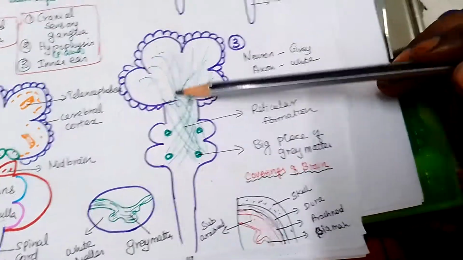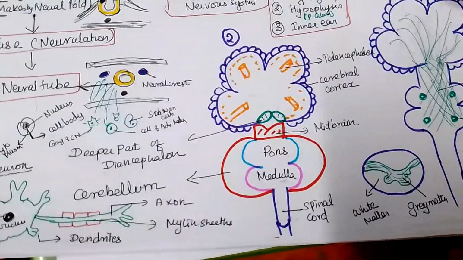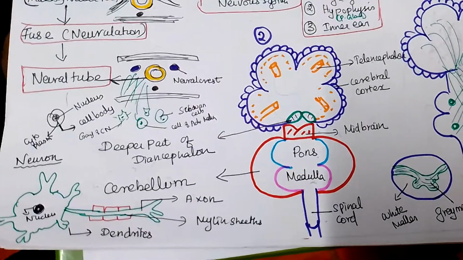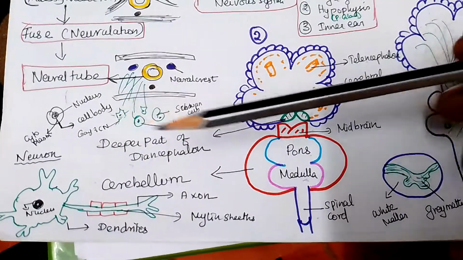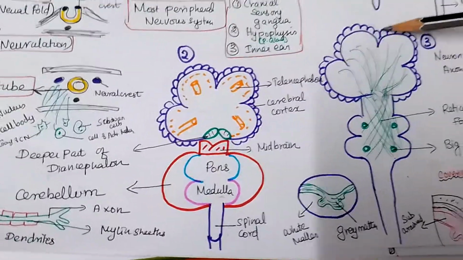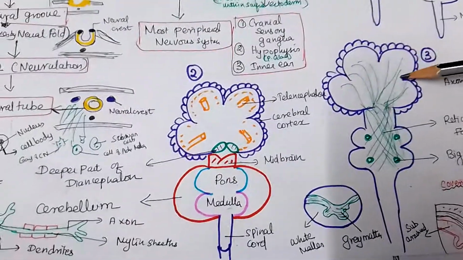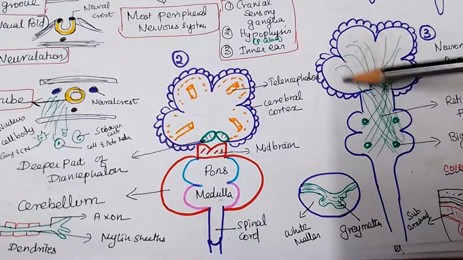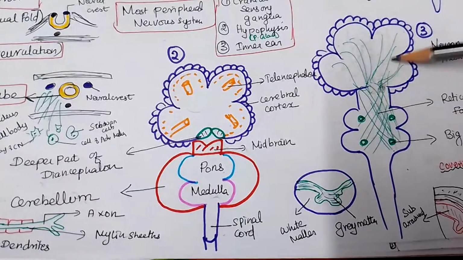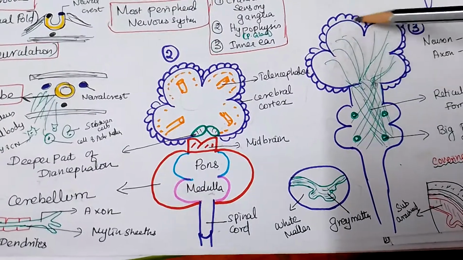Then why does the brain have gray matter and white matter? Because the brain is made up of millions of neurons. These neurons have a cell body, and the cell body has a nucleus and cytoplasm. All the cell bodies are arranged in the cortex area. Since they have a nucleus, it looks gray in structure, forming the gray color. Axons do not have a nucleus, so millions of axons, the cables, come down to this gray matter and look like white matter. So the gray matter is outside and the white matter is inside.